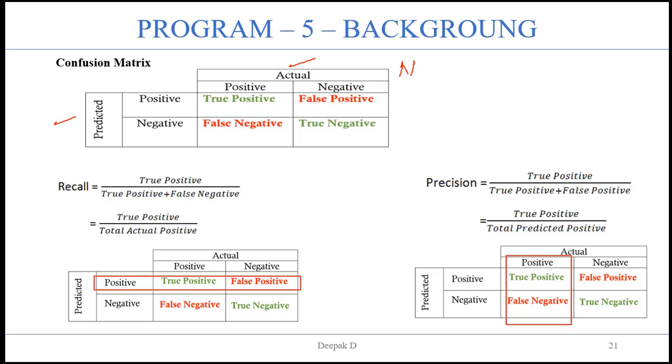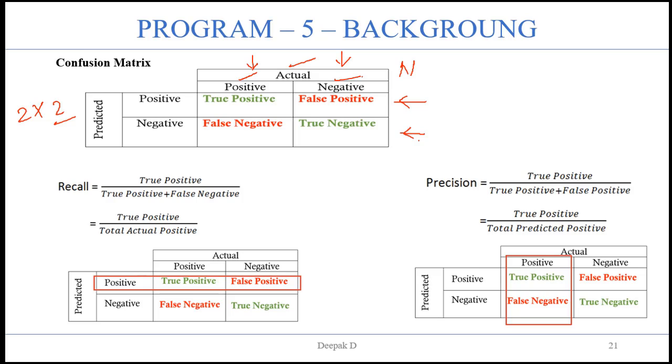Let's see an example here. We have a classification problem which is binary, so we would get a 2 cross 2 matrix, which is shown here. Our target variable has two values: one is positive and the other is negative. The columns represent the actual values of the target variable, and the rows represent the predicted values of the target variable.